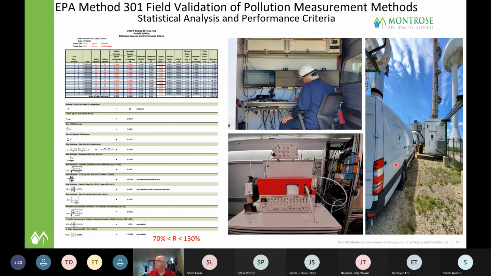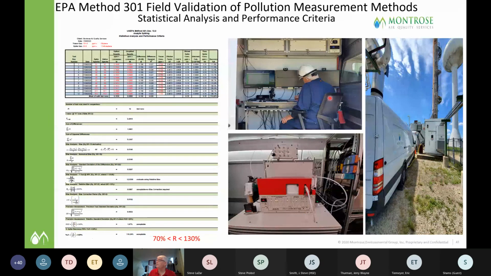This is what the actual tests look like. You can see we had to cut a hole in the bottom of the van to get a heated sample line in. So that's our entry point. It goes up, and you can see it goes clear up like 130 feet total. This is the GC system. This is the rack system that had the other analyzers in it.